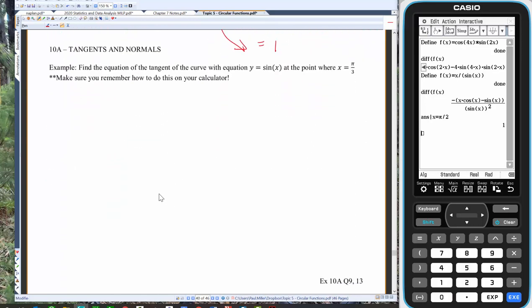All right, so on to tangents and normals. Find the equation of the tangent to the curve with equation y equals sine x at the point where x is equal to pi on 3. So essentially what it's saying is, hey, we've got this function here, sine of x. And what we've got is pi on 3 somewhere over here. And we've got a tangent that runs to the point.